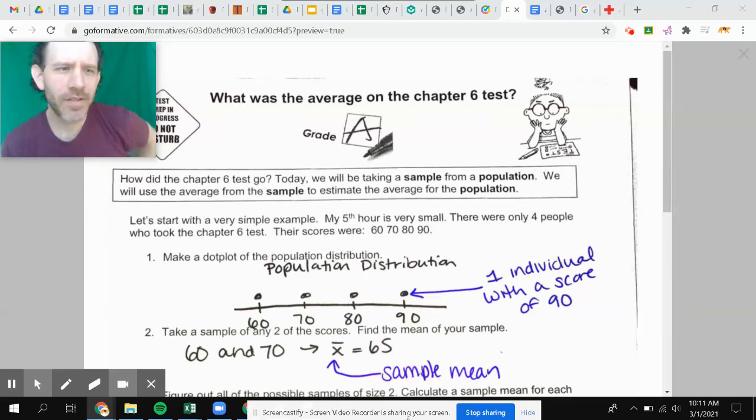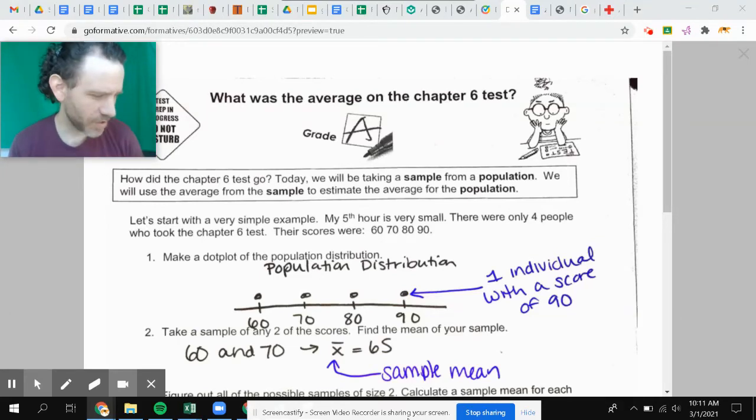Hey, stat students, welcome to chapter 7. Congratulations. You are getting to the heart of statistics and inference, which is how we make conclusions using statistics.